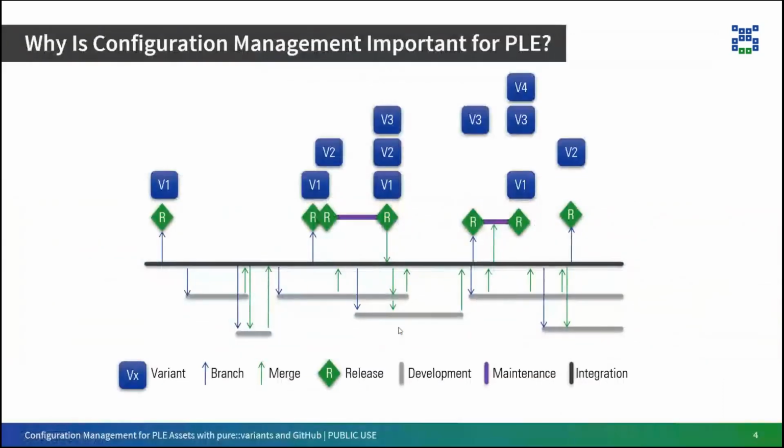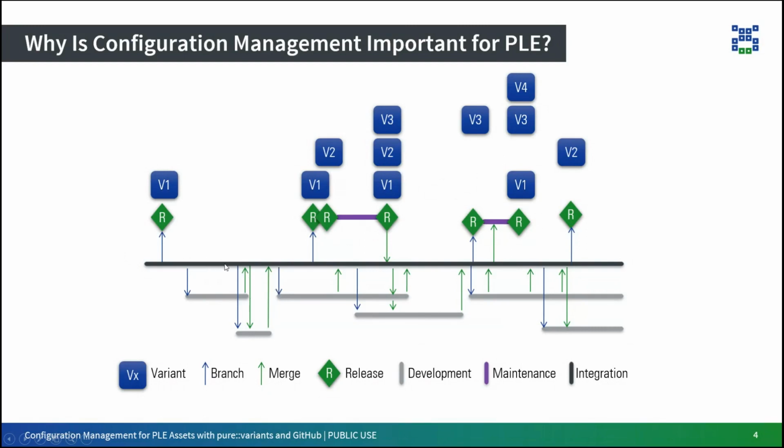First, let's have a look at why configuration management is important for PLE. The figure here shows an overview of the application of configuration management for product lines. The integration in black in the middle is your main development branch. You can decouple a release for a variant from these ongoing changes on the main branch. You can create other branches for independent development activities from the main branch. For example, you can add new features and also add bug fixes with the help of these development branches.